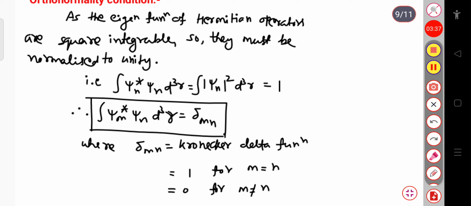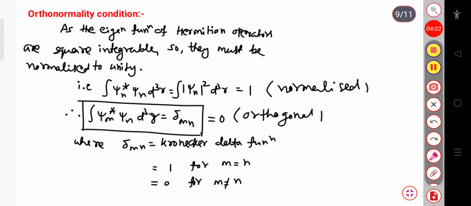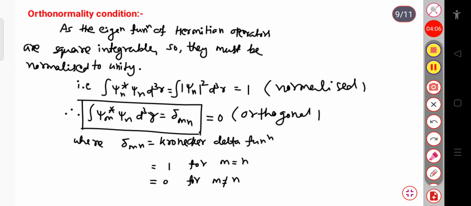When m equals n, the delta value is equal to 1, and then it is called normalized. When the value goes to 0, that is when m is not equal to n, that is called the orthogonal condition. By combining these two, we can say this is the orthonormality condition. It is orthogonal when its value goes to 0, and its value is equal to 1 when it is normalized. As a whole, this statement is called the orthonormality condition.